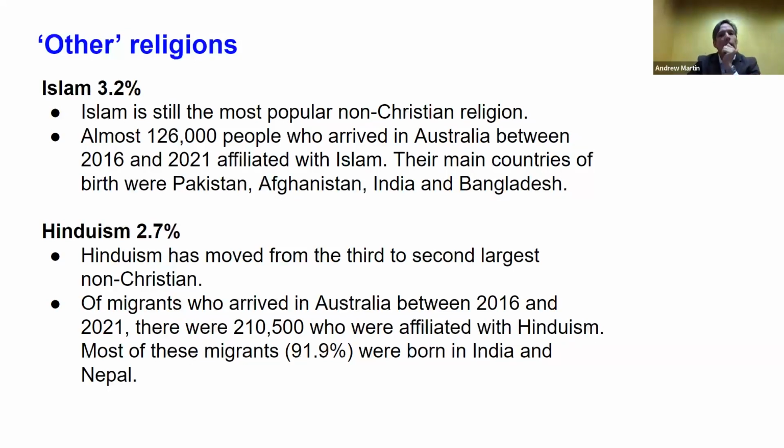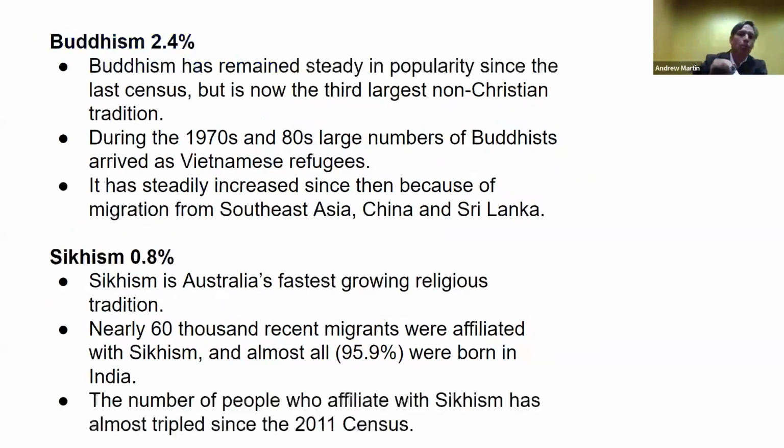Hinduism used to be the third biggest of these traditions. Now it's moved up to second. It's 2.7%. And a lot of people who are arriving in the last 5-year period have been Hindu, most of them coming from India and Nepal. Buddhism has remained steady, grown numerically, but remained steady as a percentage of the population.